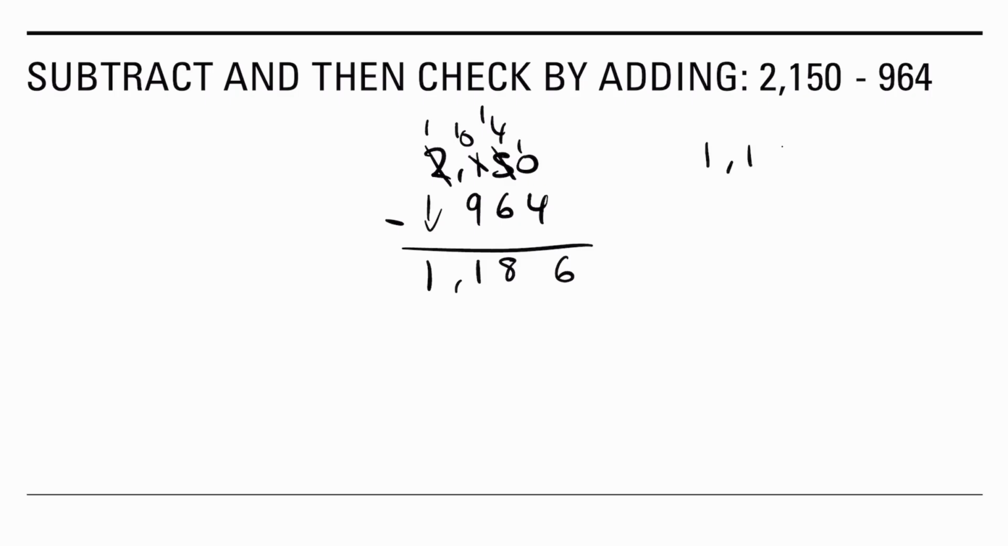And so to check that by adding, we would just add that back to the 964, remembering to line up those places correctly. And so 6 plus 4 is 10. 1 plus 8 is 9, plus 6 is 15. 1 plus 1 plus 9 is 11. Carry the 1 over, and then that becomes a 2. And so we end up with 2,150, which is correct.